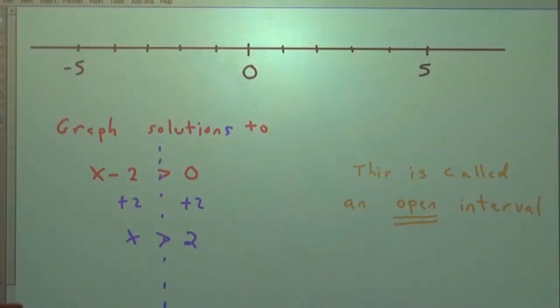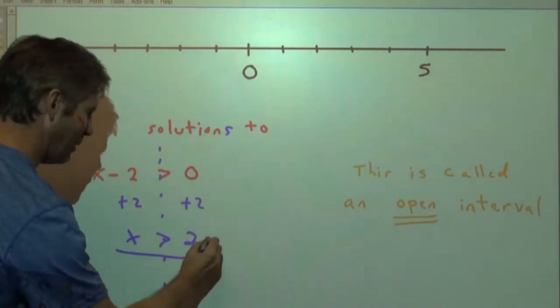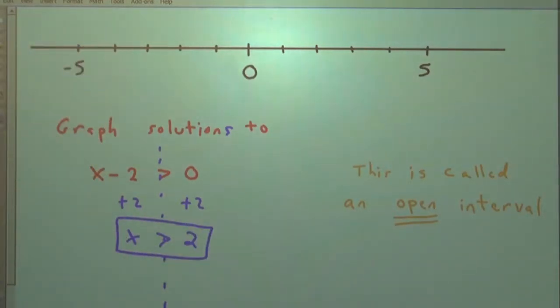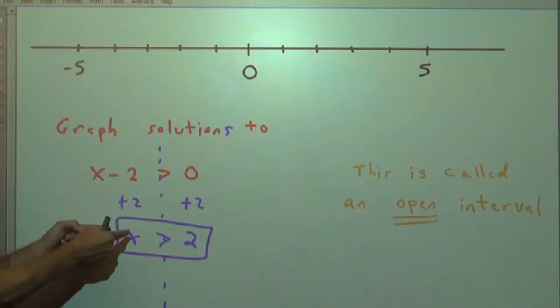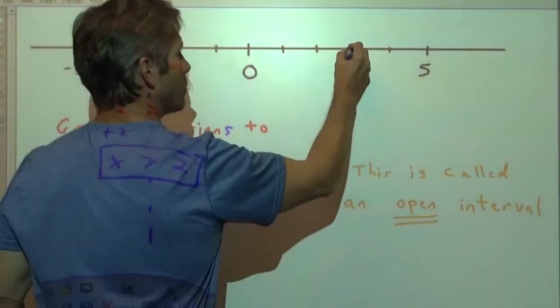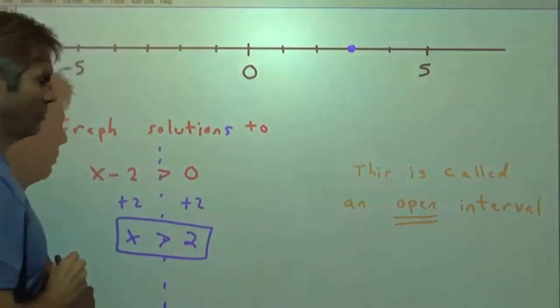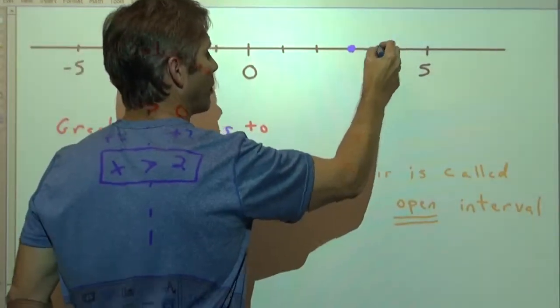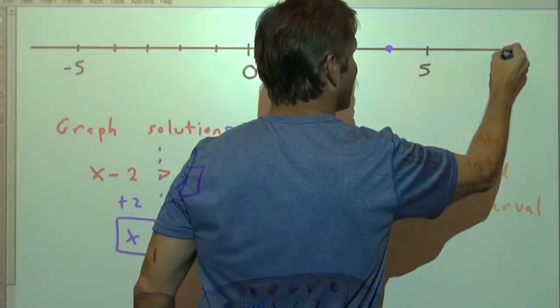Now, if we start to think about some numbers that would make this statement true and we start graphing them on the line, every number we can think to put for x gets a dot. X is greater than 2. We could choose 3 because 3 is greater than 2. We could choose 4. It's greater than 2. How about 7? It's greater than 2.